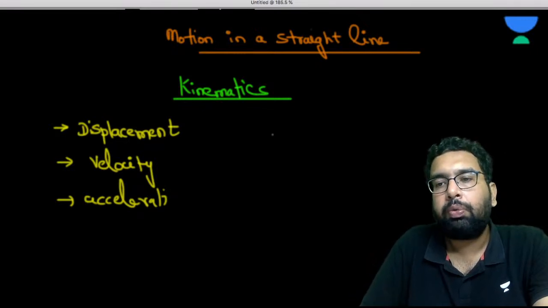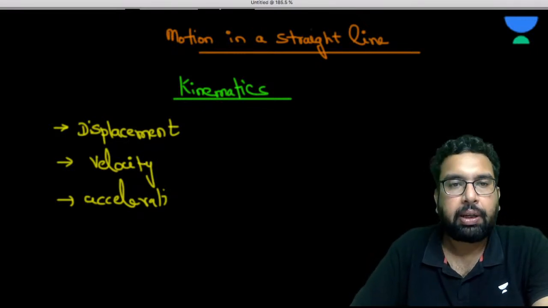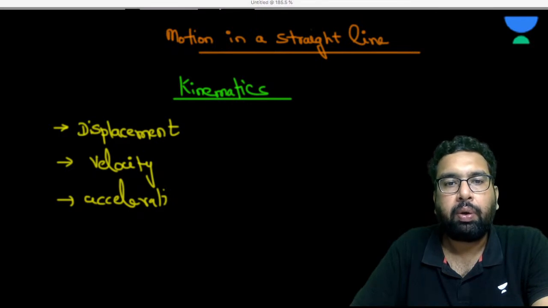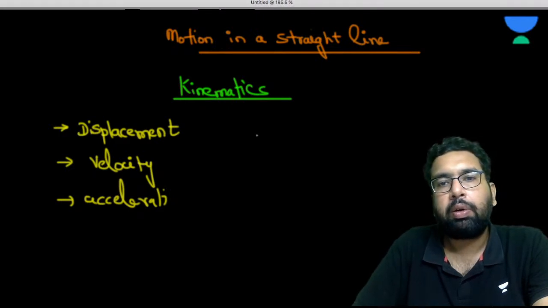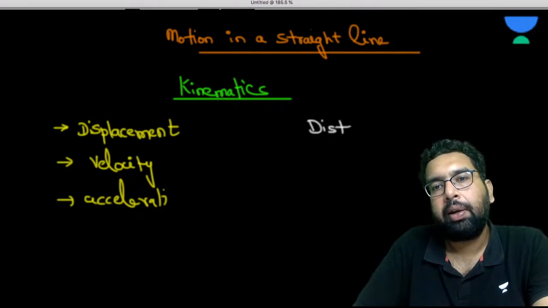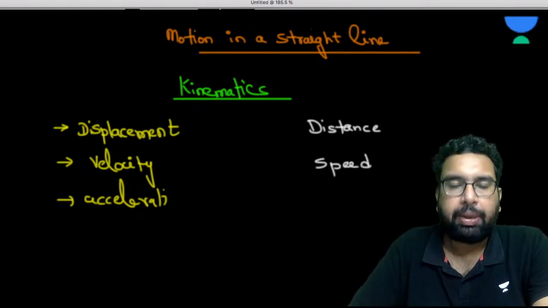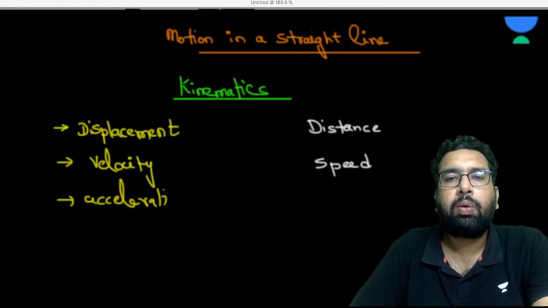when we talk about displacement, it is a vector quantity, as we know. The counterpart to displacement is distance, and velocity will have speed as its counterpart. In this chapter we are going to sort out all these things.